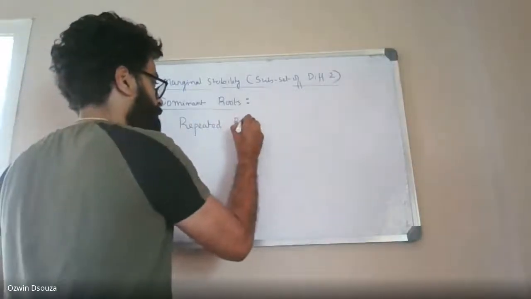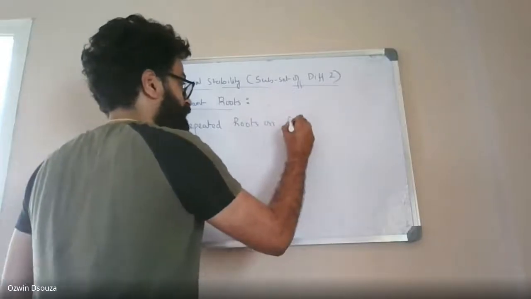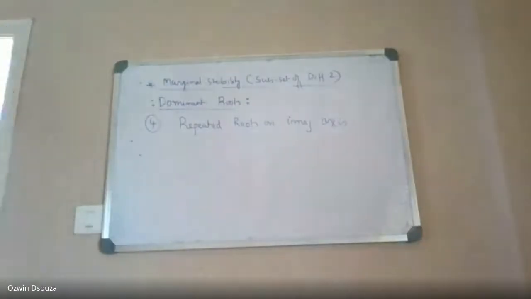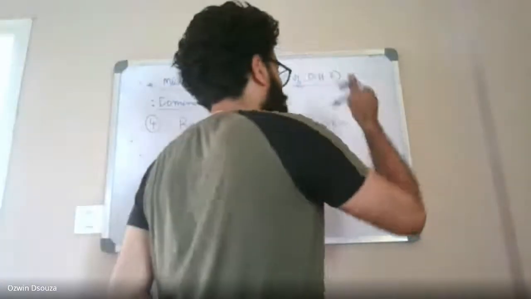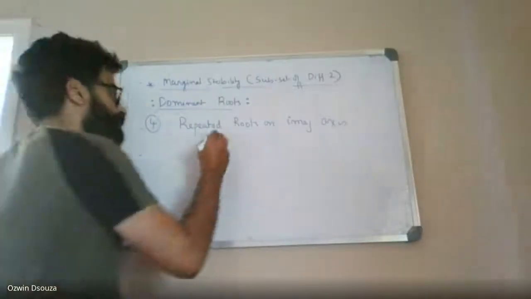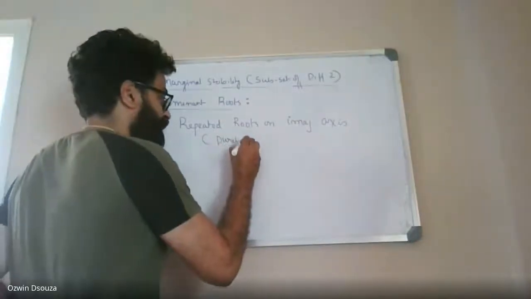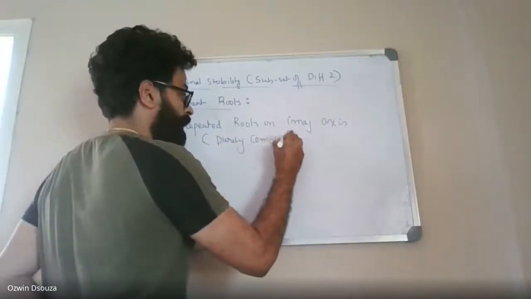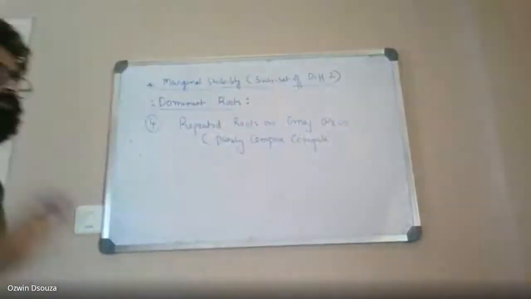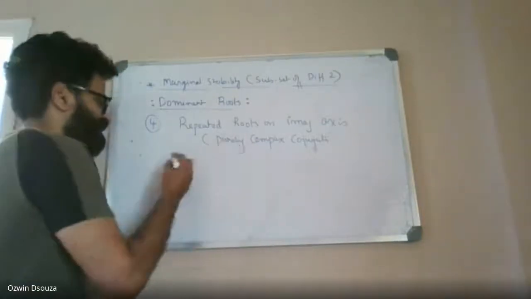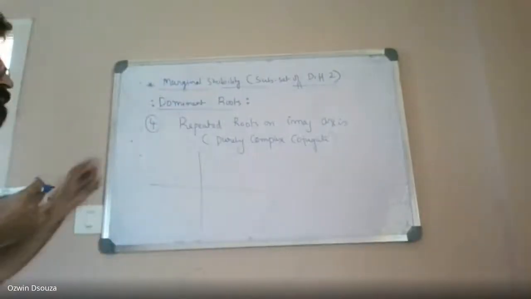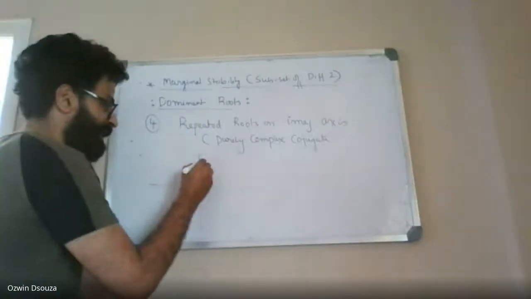All right, 4th type is something like repeated roots on imaginary axis. Okay. Repeated roots on imaginary axis, and in bracket, just to clear it out, purely complex conjugate. All right, they are purely complex roots, but conjugate here. Now, how do we understand the meaning of repeated roots on imaginary axis? Something like double roots, we say.